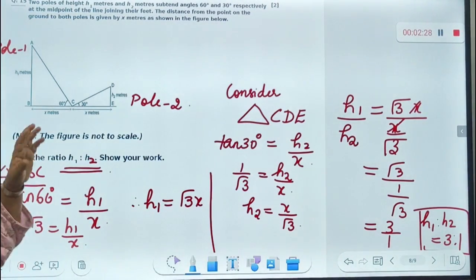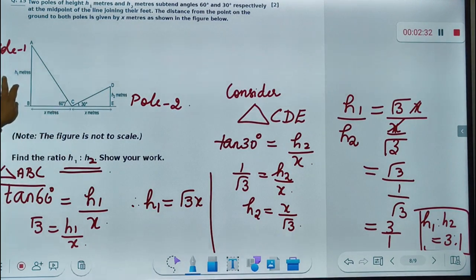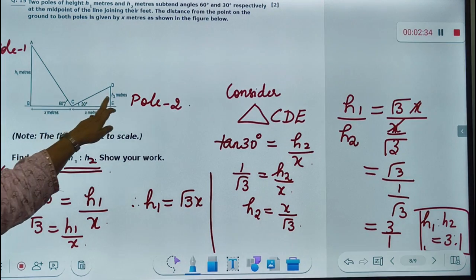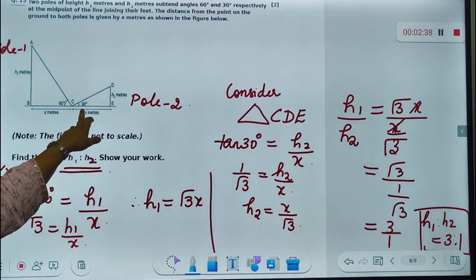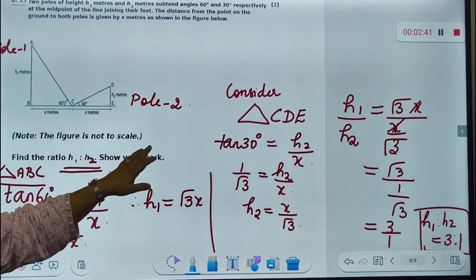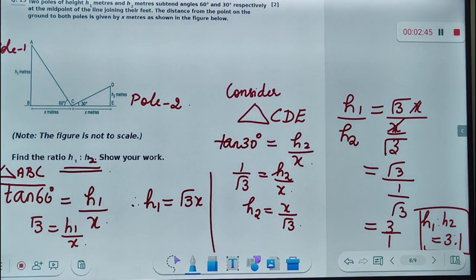So is it clear? I first used this triangle, found tan 60, and connected h1 and x. Here also I connected h2 and x using this triangle and using tan 30. And then I found h1 by h2, because that is what is asked. The ratio of h1 is to h2 is 3 is to 1.